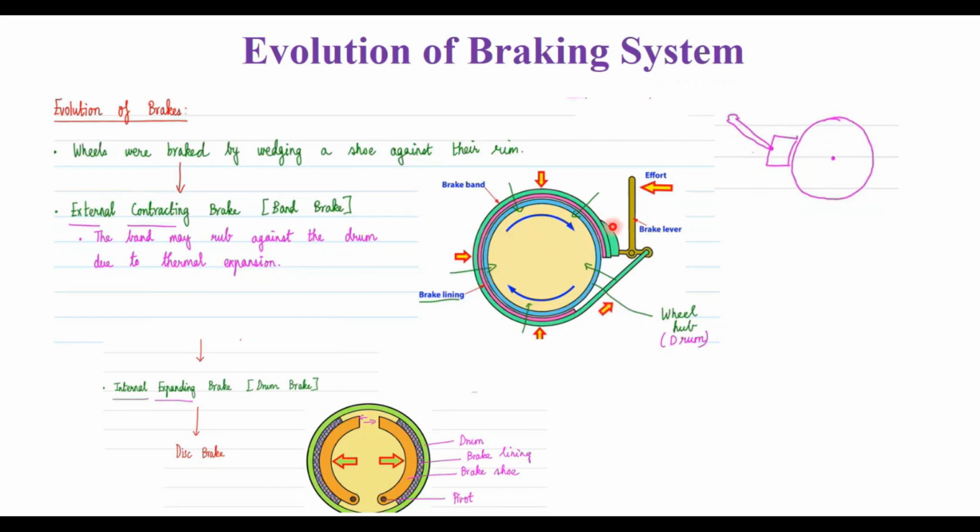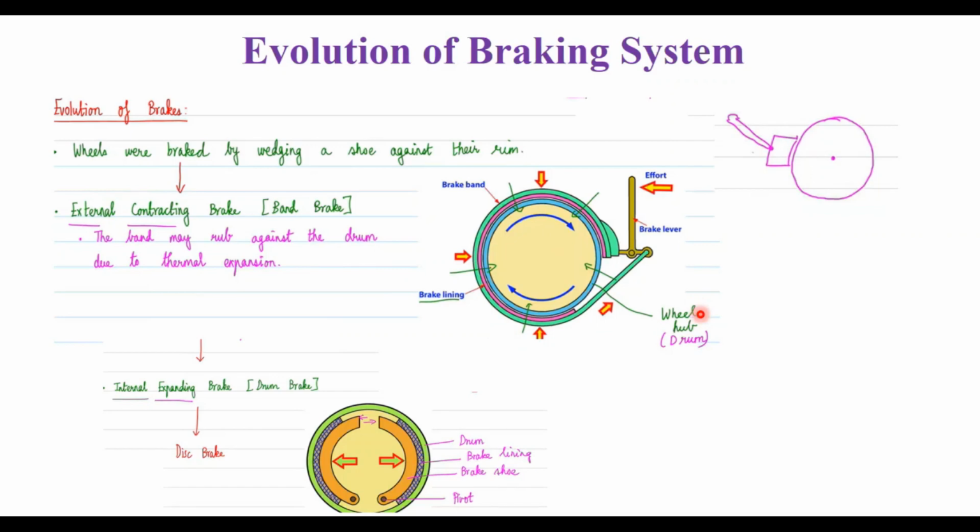What happens when you apply the brake? When you push the brake lever, when you apply the force like this, the band, which is the brake band in the outer portion, may rub against the drum. It pushes the brake lining material, and this brake lining material will in turn push the drum or wheel hub because of the thermal expansion. The gap between the band and the friction lining material may reduce, depending upon the life of the band brake.